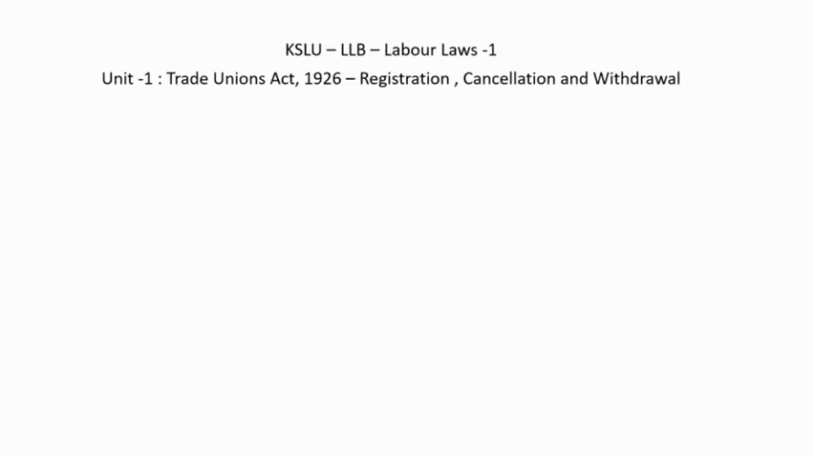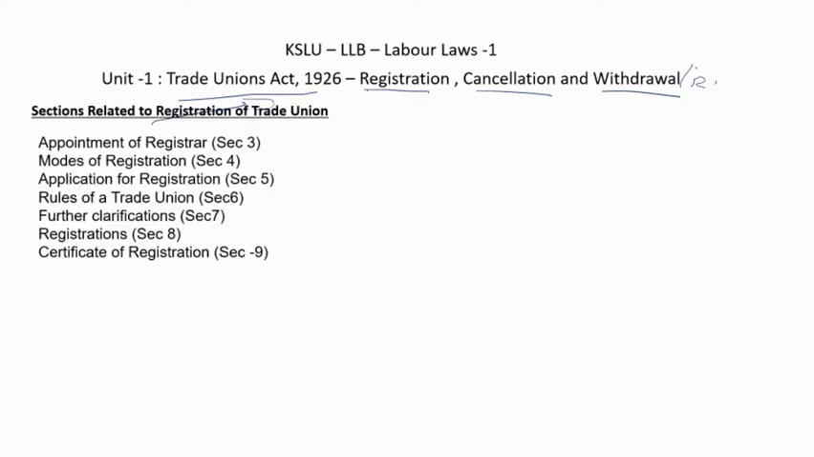We are going to discuss now registration, cancellation, and withdrawal of a trade union registration. This is an important aspect in the entire Trade Union Act, because the basic purpose of setting up this Act is to give recognition to a trade union by way of registration of a trade union. Sections 3 to 14 of the Act deal with registration-related points.